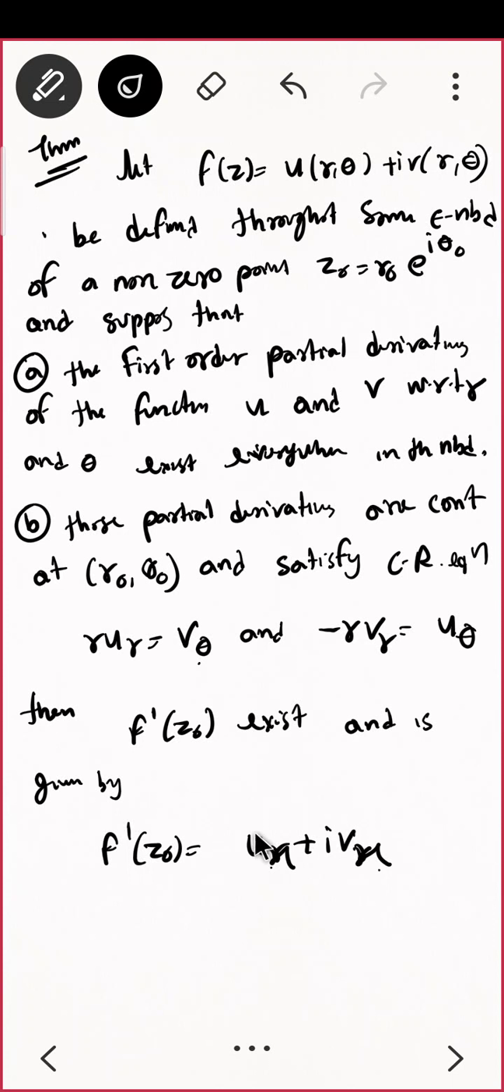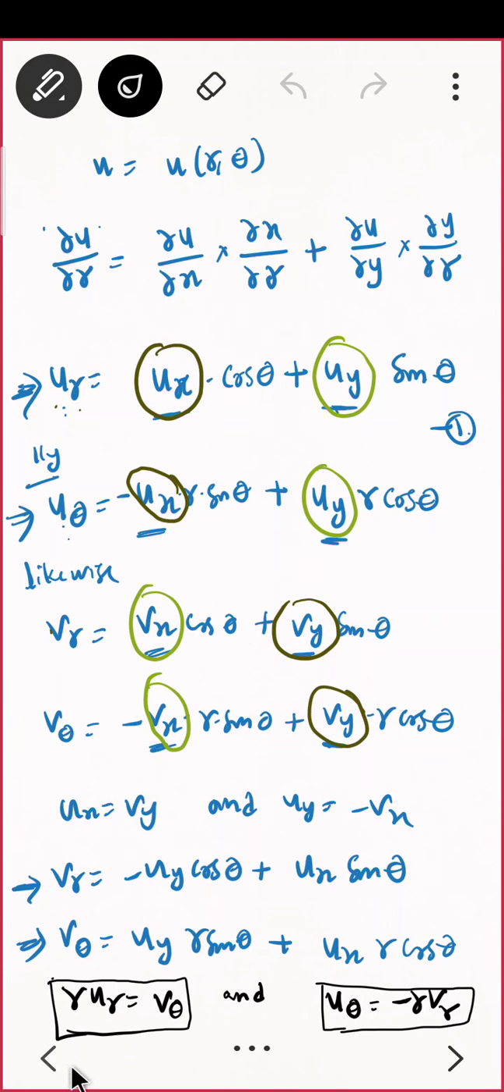Now you need to write ux in terms of ur. That is what the main motto is. So can you do that? Can you write ux in terms of ur or v theta, whatever you feel? Everything can be done from these two equations.